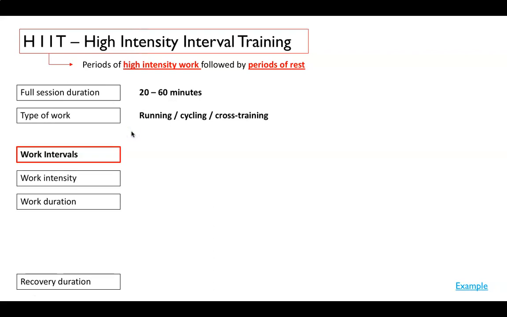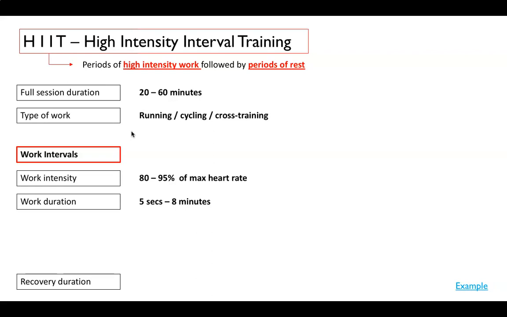Our work intervals, okay, we need to know the work intensities and work duration for our work intervals. So when we are working this period of high intensity work, we are working at 80 to 95% of our heart rate max, and we're working at this heart rate max for approximately 5 seconds to 8 minutes, anywhere between that. So you might be working at 80 to 90% of your heart rate max for 4 minutes, for example. But it can be between 5 seconds and 8 minutes.